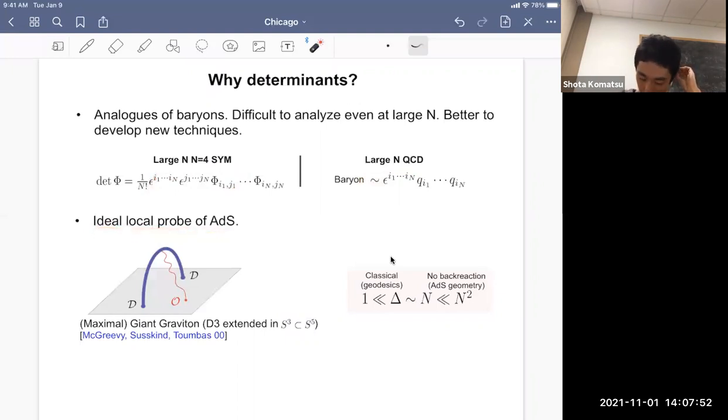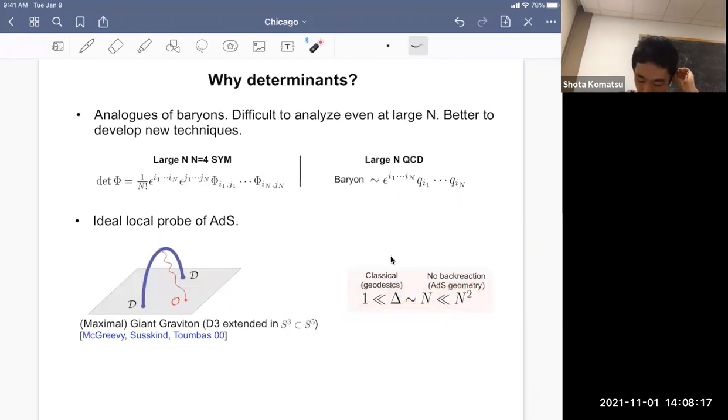Another reason why it's interesting is that it can provide a very ideal local probe of AdS. The determinant operator corresponds to a D-brane, which is very heavy in the large N limit, but still does not back react the geometry. The dimension of the determinant operator is of order N, where N is the rank of the gauge group, which is much larger than 1.